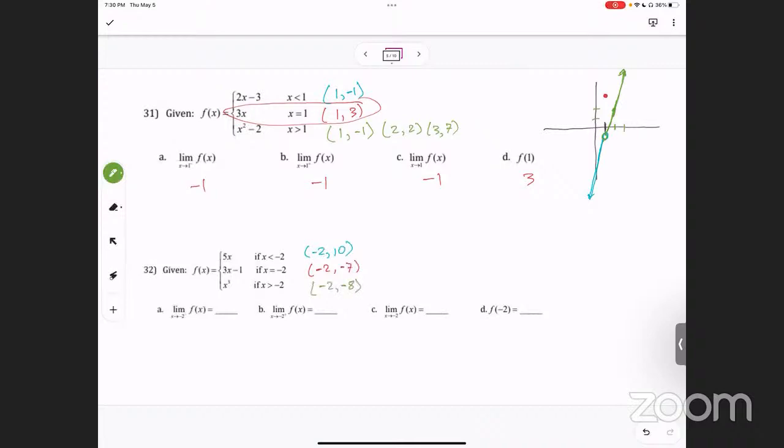Good. Now, what are the answers? For A, from the negative side, that would be negative 10. And then from the positive side, that's negative 8 for B. And then C is does not exist. Perfect. And then for D is negative 7. You got it.